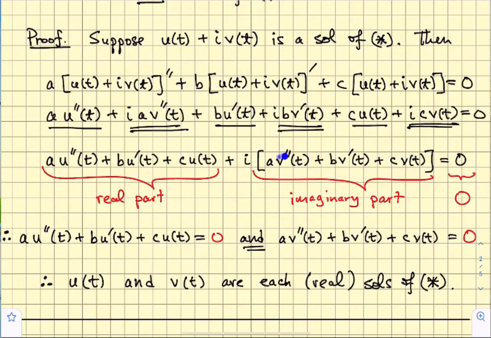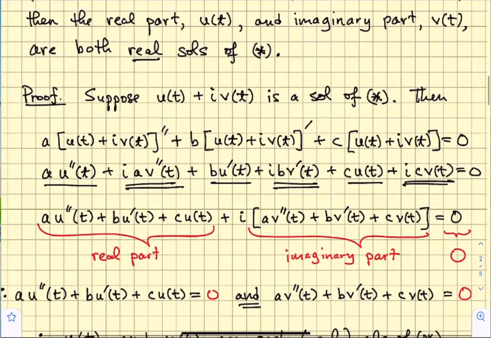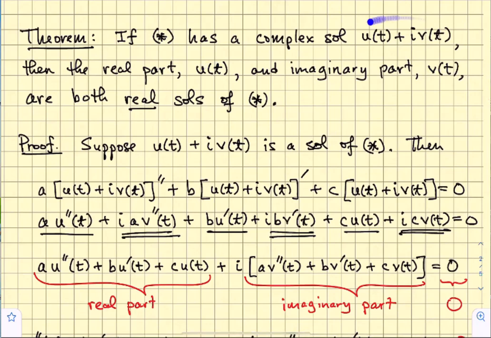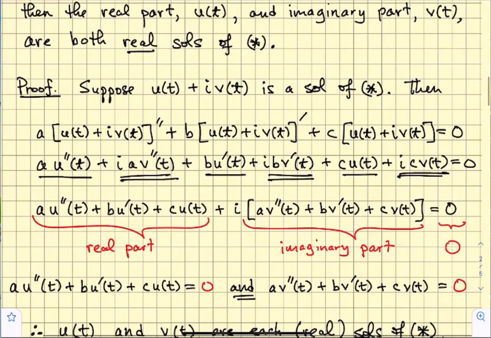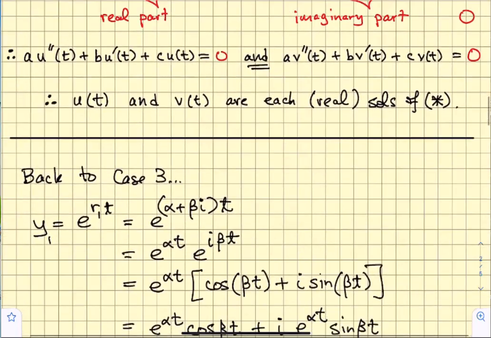Similarly, this says that a v double prime plus b v prime plus c v has to be 0. So that's our differential equation, and when you plug v into it, you get a 0, so you get a true statement. So v must be a solution. So we just proved that u is actually a solution, and v separately is also a solution. They are real functions, and so we've just shown that if you extract the real and the imaginary parts of a complex solution, then those individually will be real solutions to your differential equation. Turns out that we're going to get a lot of mileage out of that, and so let's go back to case 3.